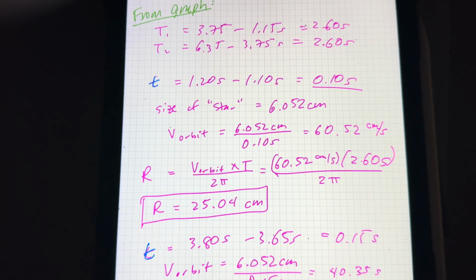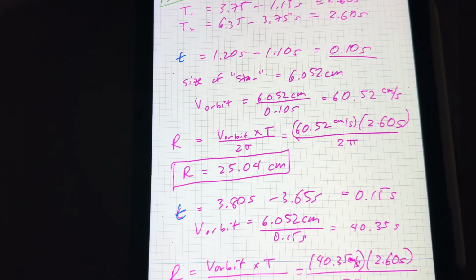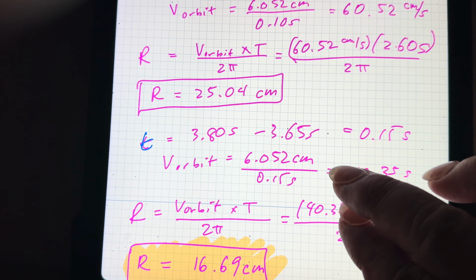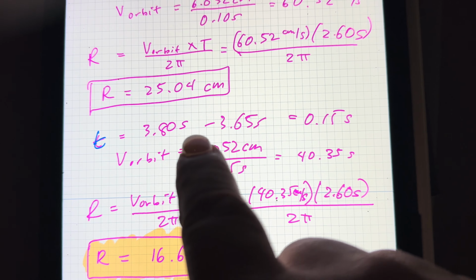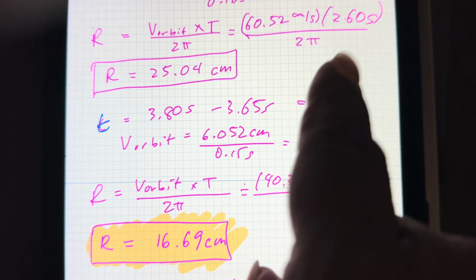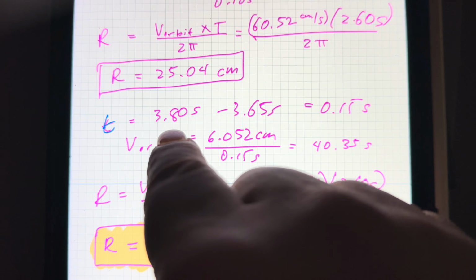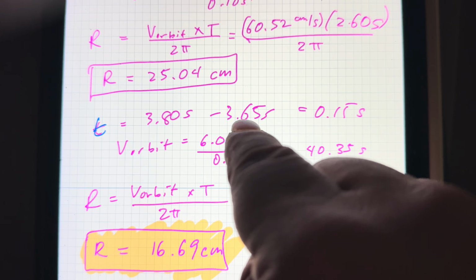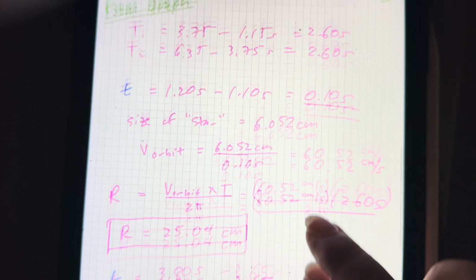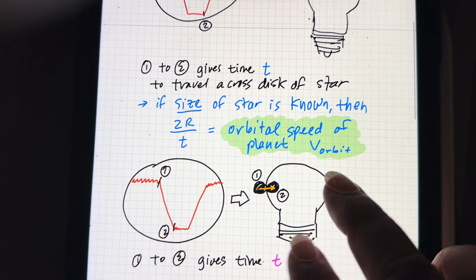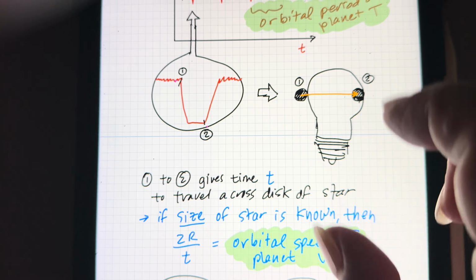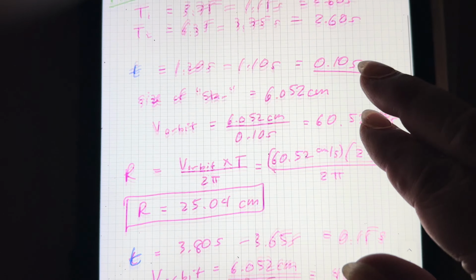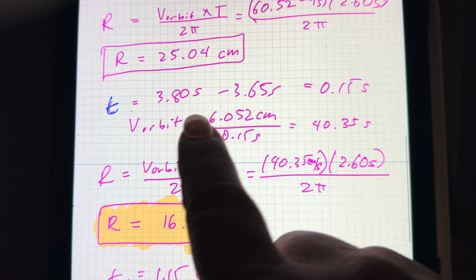All right, now again, this is my first attempt at doing this. The second attempt was a little bit better because I was using a different interval, and this one turned out to be a little bit closer to home, I think. T is 3.80 seconds minus 3.65 seconds for the interval that we have here, from here to here. It was a little bit easier to read on the next interval. So I did the same calculation.